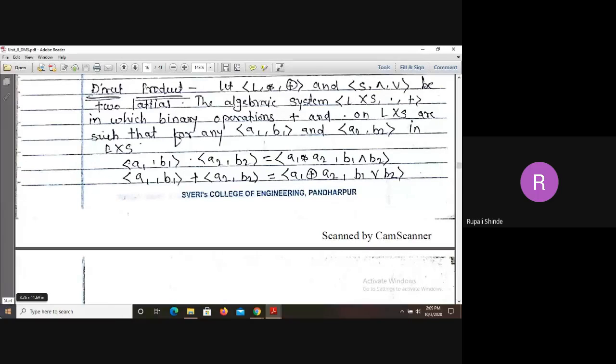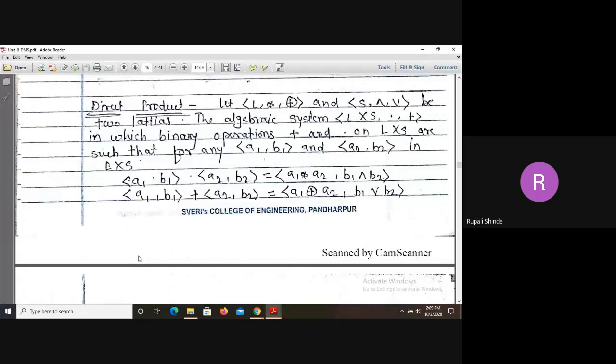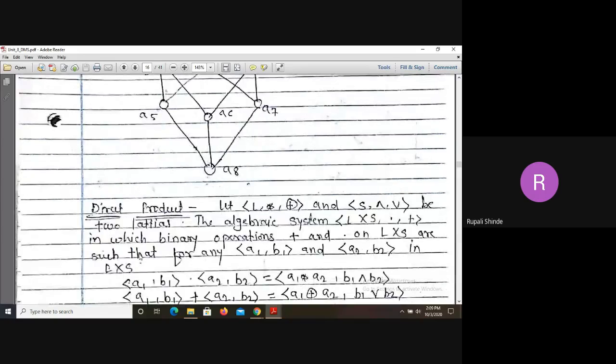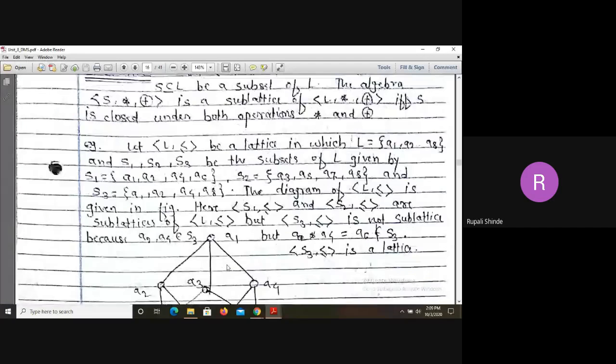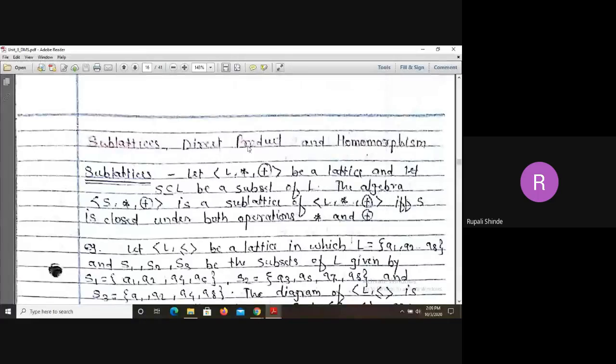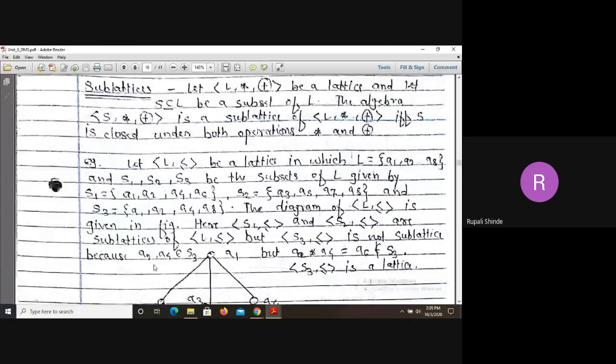समजलं का? डायरेक्ट प्रोडक्ट कसा डिफाइन करायचे? Okay. Yes, ma'am. So most of time they have asked this definition for 2 marks, right? Definition of direct product, or they will ask you question like explain the following terms with respect to lattice. In that they may have given sublattice, direct product and homomorphism. So this question will be for 6 marks. So you have to explain each of these terms for 2 marks.